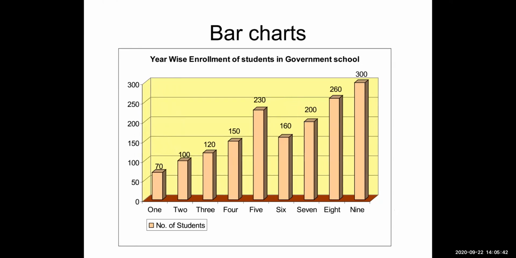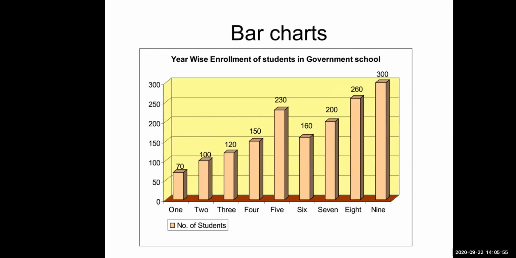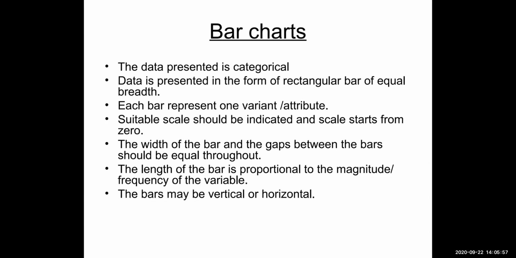This is the example. Here we can see that year-wise enrollment of students in government school is given, and we can see that each bar is at equal distance and it is in the form of a rectangular bar of equal breadth.